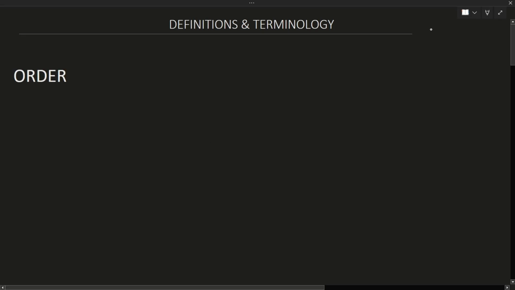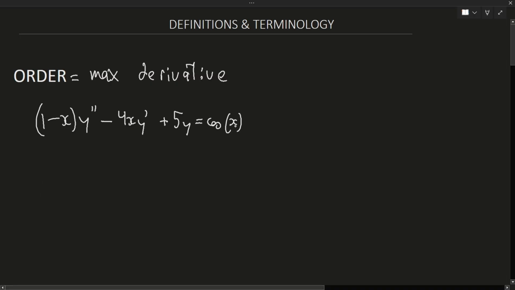The first thing that you're going to learn in this chapter or in your class is the order. The order is basically the maximum derivative that you're going to see in your differential equation, okay? So for example, in an equation like this, we see that y prime prime is the most amount of times y is derived that you see. So the order is equal to 2 in this equation over here, okay?